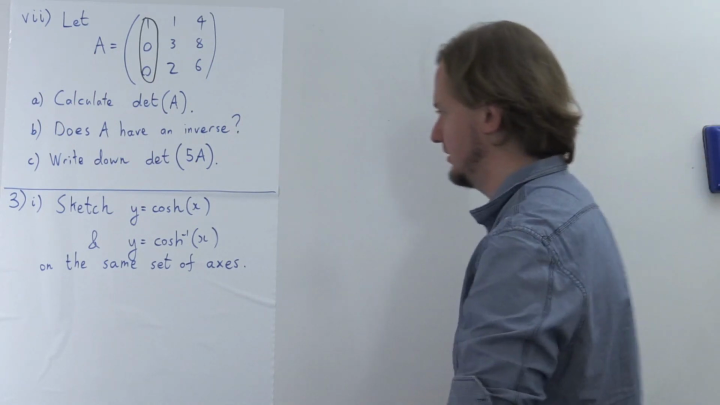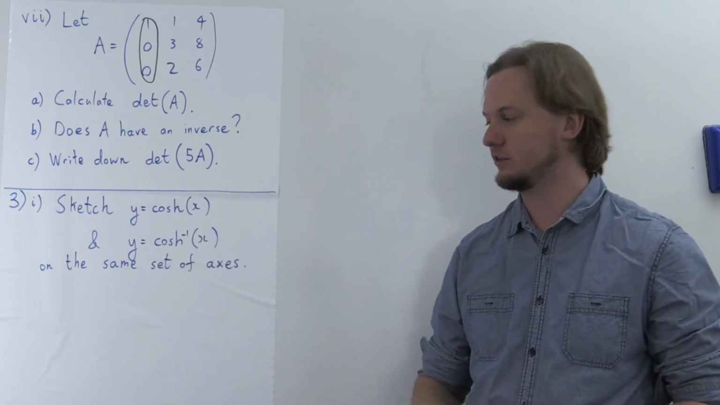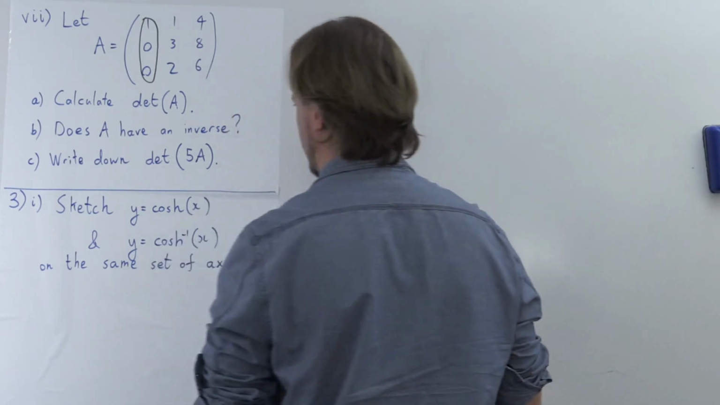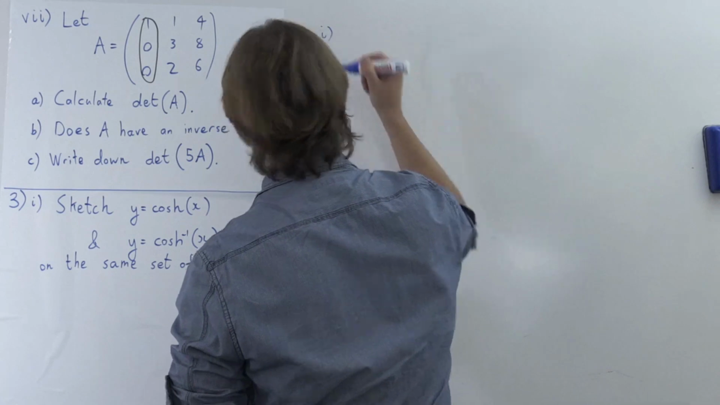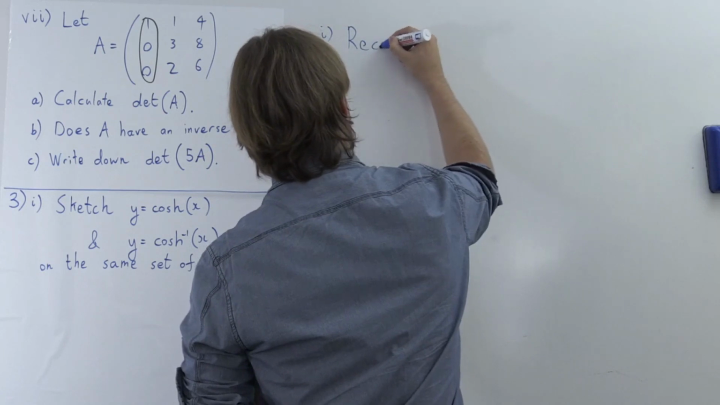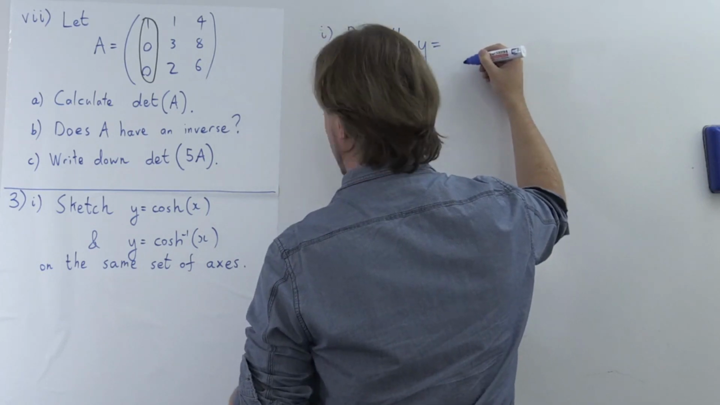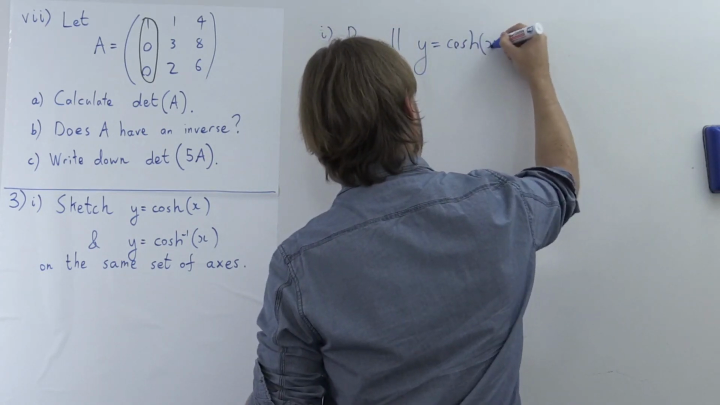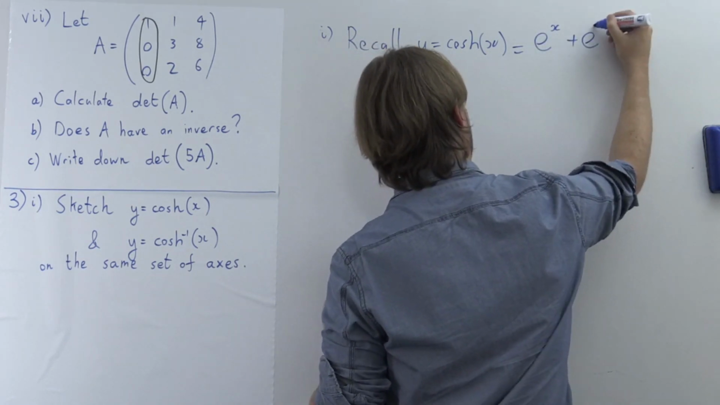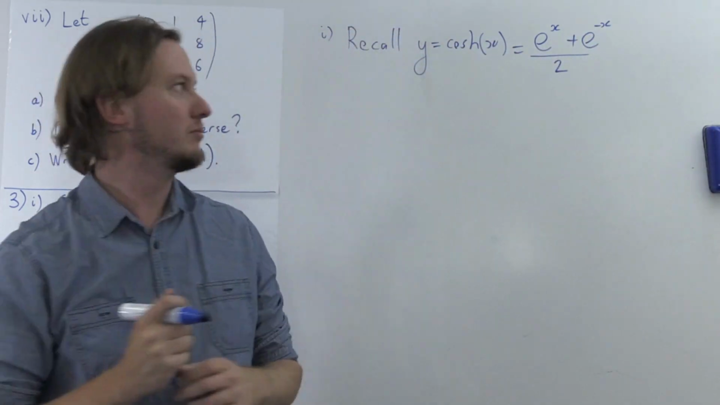Alright, so this next question is to sketch the hyperbolic cosine of x as well as its inverse function and put them on the same set of axes. So, just in case we've forgotten, it might be a nice idea to write out the definition in terms of the exponentials. If you're looking at the hyperbolic cosine of x, that is e to the x plus e to the minus x over 2. It's the average of these two exponentials.